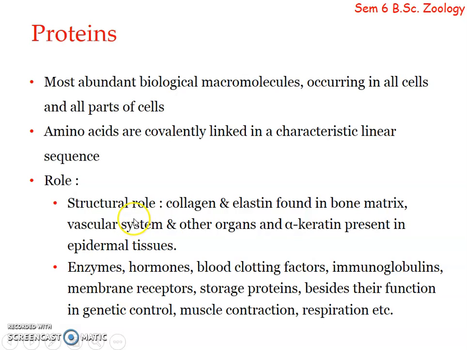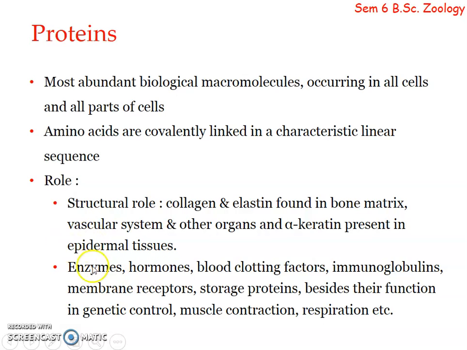Okay, we can divide it into the structural role and diverse roles. In the structural role, we can specify a few examples like collagen and elastin, which are proteins that are found in bone matrix, then vascular system and other organs. There is alpha keratin, which is present in the epidermal tissue. So they have an important role as a structural framework. Okay, so it provides structural components to these areas: bone matrix, vascular system, and epidermal tissues, etc.